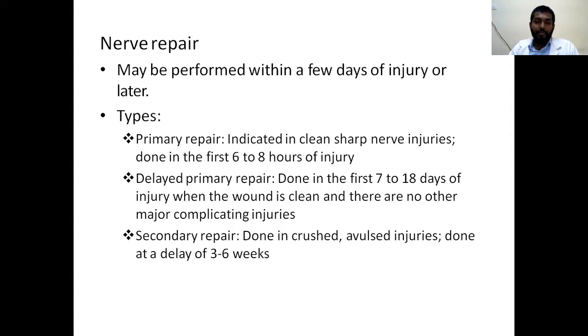What is a delayed primary? It is done in the first week to 18 days after the injury if the wound is clean and there is no other major complicating injury. Now, what is a secondary repair? If the damage is crushing injury or avulsion injuries, there is delayed treatment done, usually after 3 to 6 weeks.